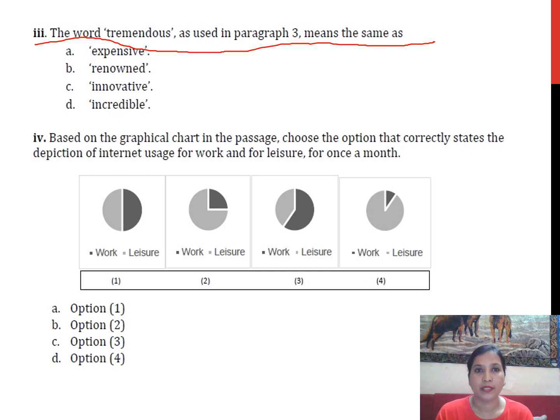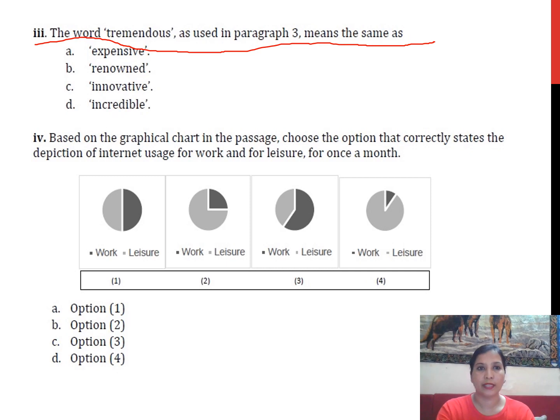So the word tremendous, this is a question, this is one of the MCQs. The word tremendous as used in paragraph 3 means the same as. So now you have to find in paragraph 3 the word tremendous, and which could be replaced by any of these 4 options, A, B, C or D. So what is the trick? I'll tell you later. First, let's look at the next question.